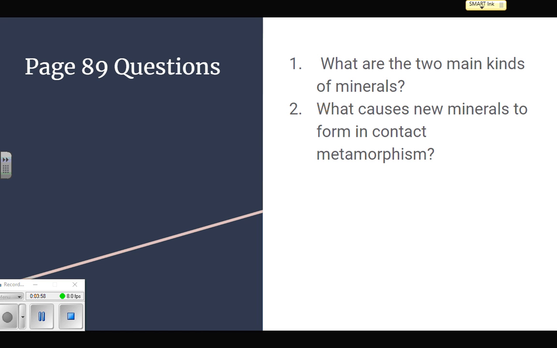Contact metamorphism. Magma heats nearby rock. The heat makes minerals in the rock react to form new minerals. Examples: ores of lead, copper, and zinc.